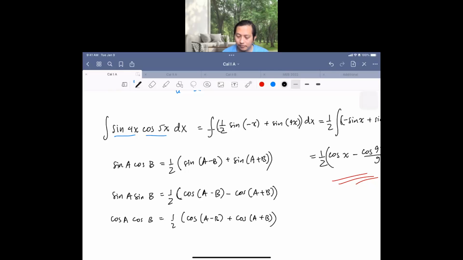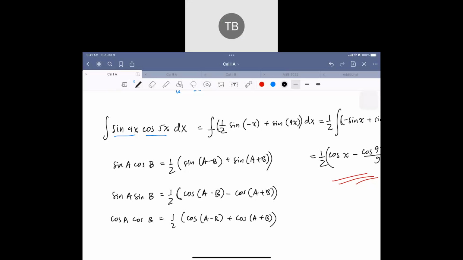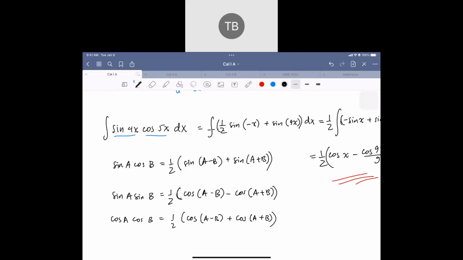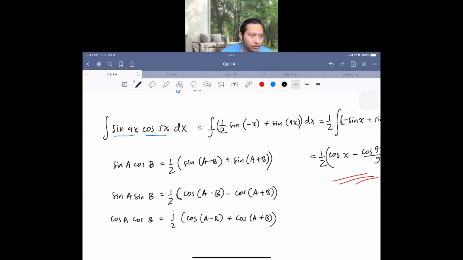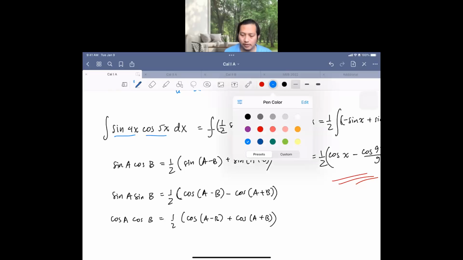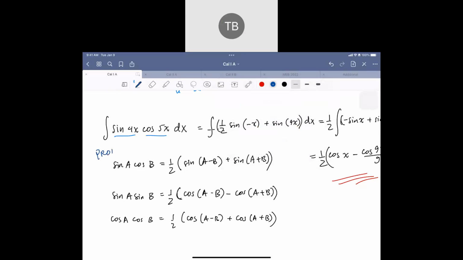Professor, what is this called, the name of the formula, so I can study further about it? You mean this one, sine A cos B? Yeah. You can say the product identities. Okay, thank you, Professor. Product identities.